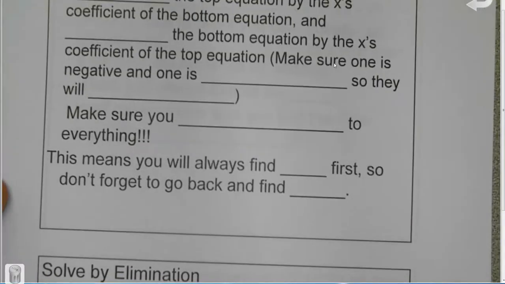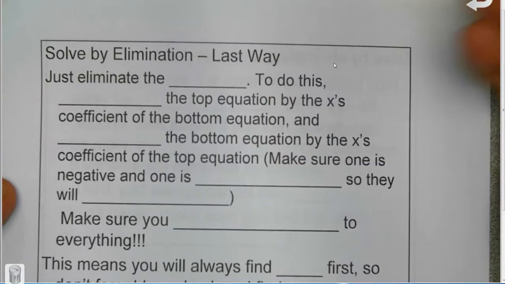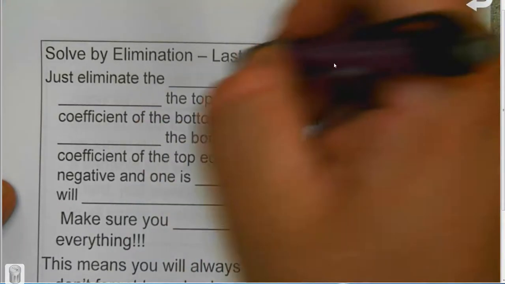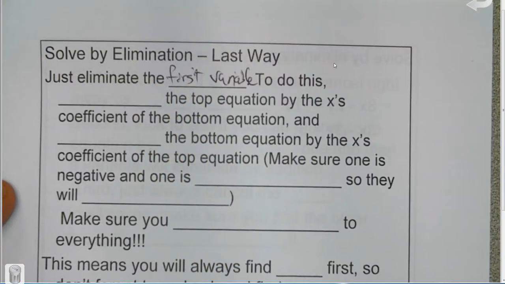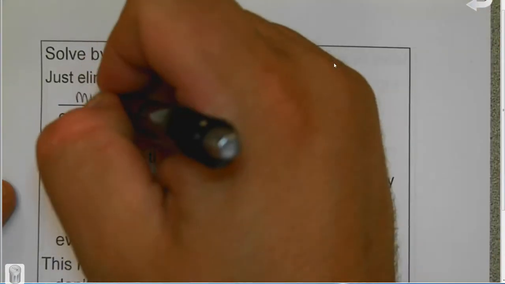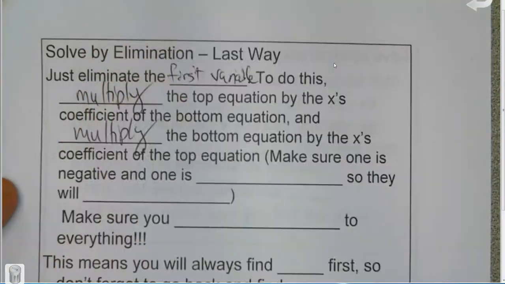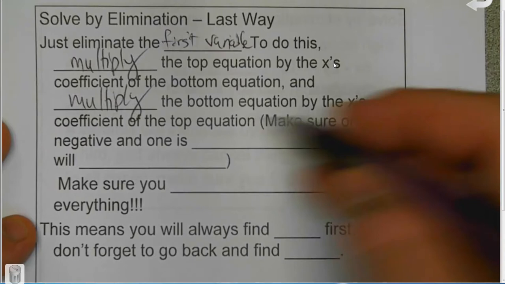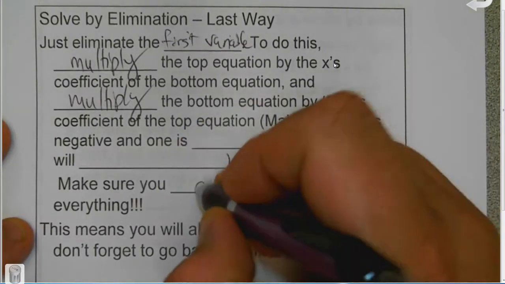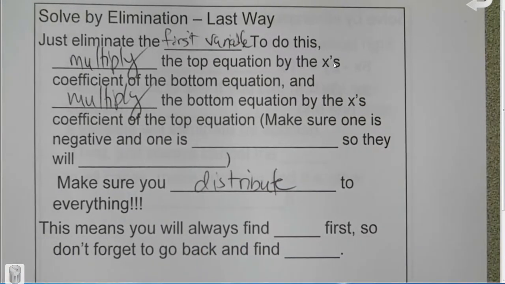The final way is to eliminate a variable. I always just eliminate the first variable, and I always just try to make this easy. To do this, you multiply the top equation by the coefficient of the bottom, and then you multiply the bottom by the coefficient of the top. It says make sure one is negative and one is positive, but I don't necessarily care about that, so I'm not going to worry about that. Just remember, make sure you distribute to everything. And this one I really just want to practice, okay?